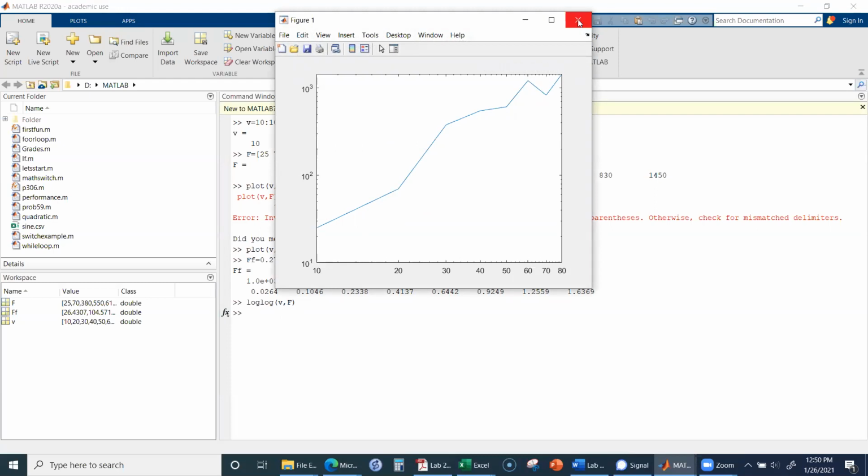I have a question. Yes. Do we want to represent both VF and VFF in one plot? Yes, we can represent it. So let me show you how.